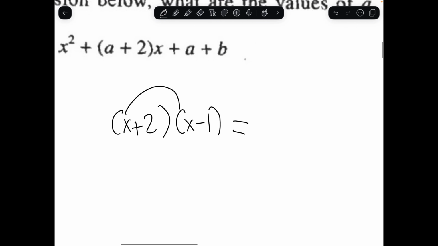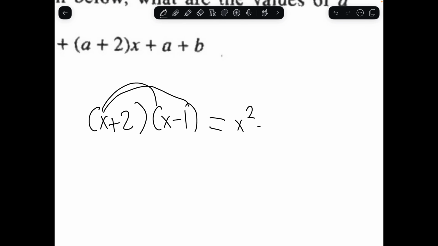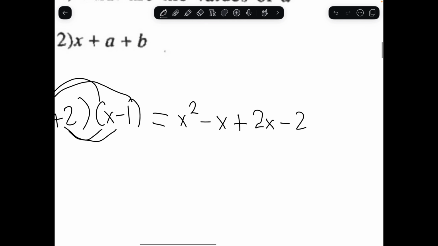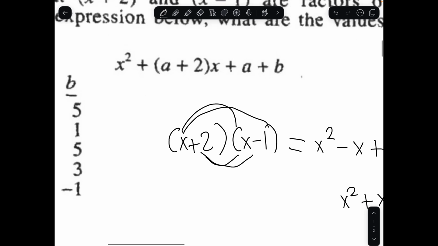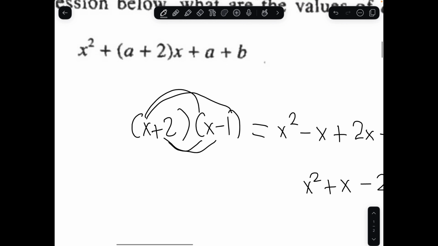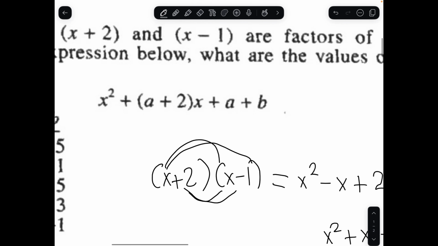So we would do x times x first, which is x squared, plus x times -1, which is minus x, plus 2 times x, which is 2x, plus 2 times negative 1, which is minus 2. And if we combine like terms, we get x squared plus x minus 2 as our expression. So now the problem's asking us for the values of a and b, right? And we want to match this expression to this expression, right? They're the same expressions.